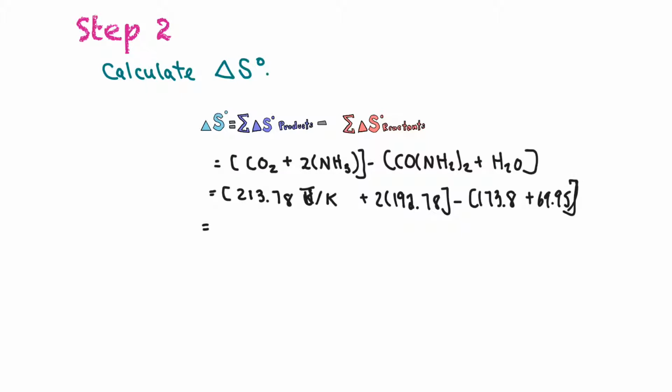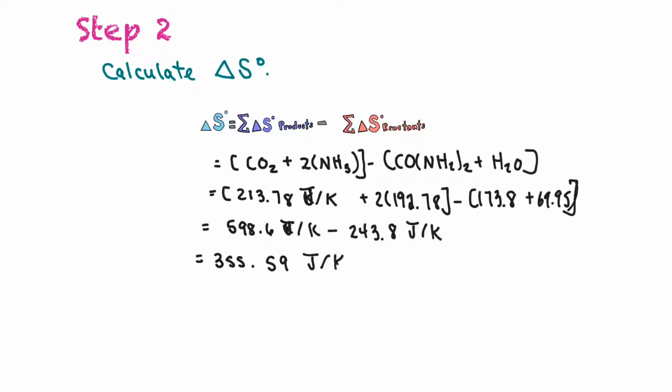So that's equal to 598.6 J per K minus 243.8. And that's equal to 355.59 J per K. Remember, we need to convert that to kilojoules, so 0.3559 kilojoules.